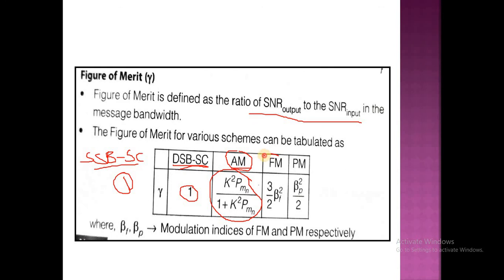In case of FM, frequency modulation, the figure of merit value is 3 by 2 into beta square. In case of PM, the figure of merit value is beta square by 2, or beta p square by 2, same only. In AM this expression represents the efficiency of an AM wave. In SSB-SC and DSB-SC the figure of merit value is 1. In FM it is 3 by 2 beta square. In PM it is beta square by 2.